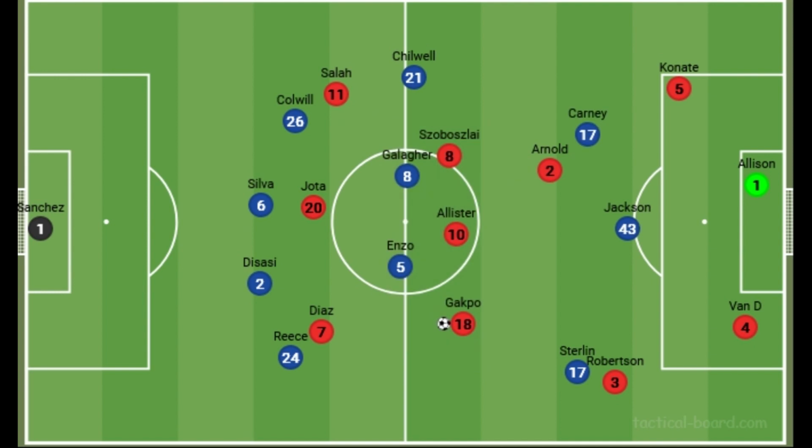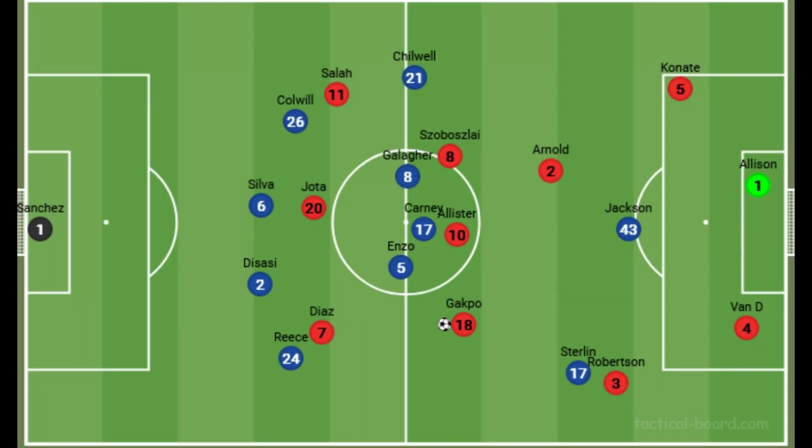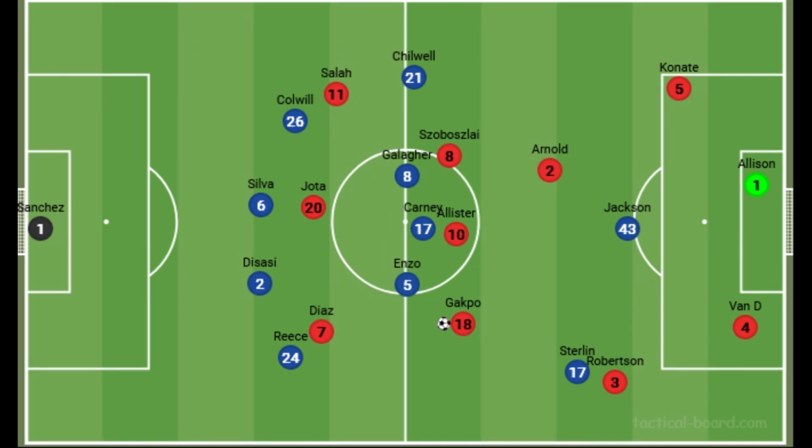So instead of marking Konate, he was tasked to stay behind Jackson so as to be in a position to mark Konate and also draw back if Liverpool started on the left wing. So he would man-mark Mac Allister while Enzo picked Gakpo, bringing Liverpool's progression to a halt.